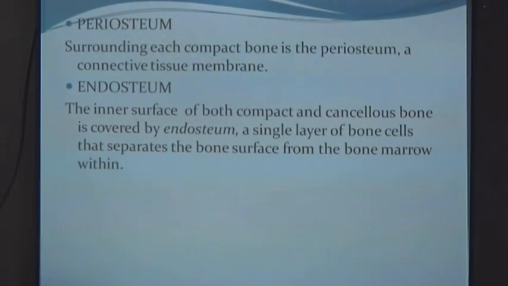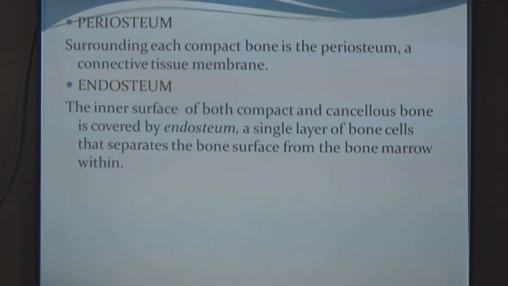Okay. Whereas endosteum is the inner surface of both compact and cancellous bone. A single layer of bone cells. It is only a single layer of bone cells that separates the bone surface from the bone marrow within. Are you able to understand?